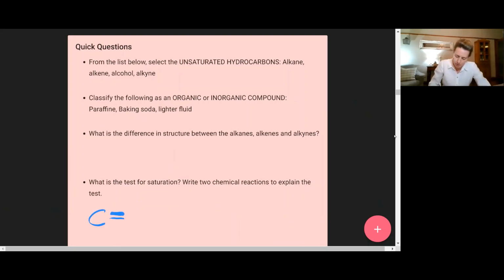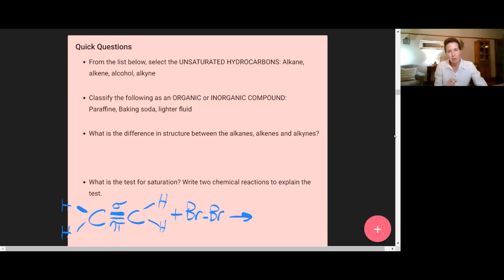If you have a double bond between carbons, 2 hydrogens respectively bonded to the carbons, because carbon can make only 4 bonds to other substances. I add my bromine water to it, it will look like this, Br2. And now, as we said, this weak pi bond, the first bond is a very strong sigma bond. The second in that double bond is a weak pi bond.